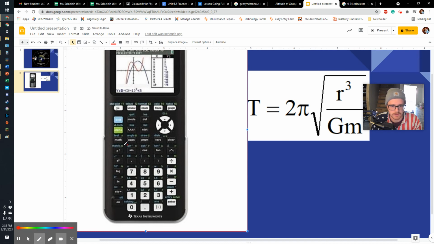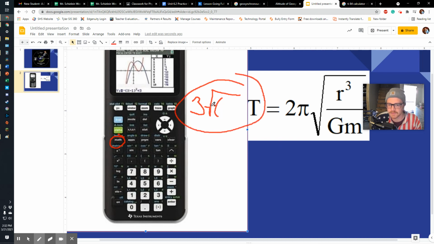You are going to hit the math button right here. Once you hit the math button, you will be given a number of different options. The first option is fraction, the second option is decimal, the third option is cubed, and the fourth option is cubed root. It'll look like a little 3 and then the square root symbol with a parenthesis in it. This is what we're looking for. This 3 is a little off, because it looks a whole lot more like this. This is the button that you're going to use in order to find the cubed root of whatever we need.